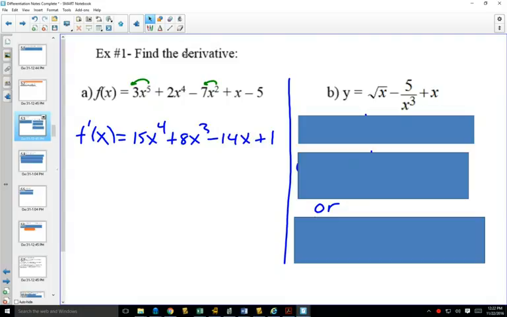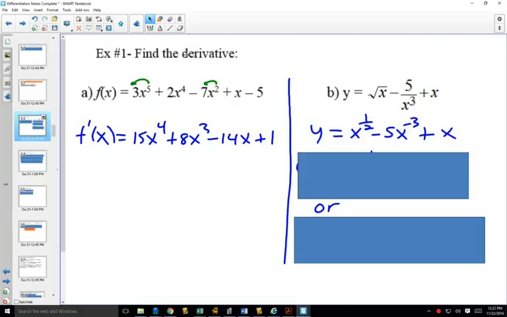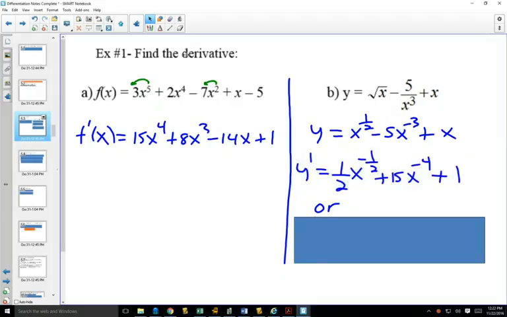So for part B, a first step is rewriting this in a form where we can do the derivative. And the form that we can do the derivative is if you have x to a power. So the square root becomes a half. The x cubed on the bottom becomes an x to the -3. Then you can apply your laws for finding the derivative. The number comes out in front, subtract 1 from the exponent.